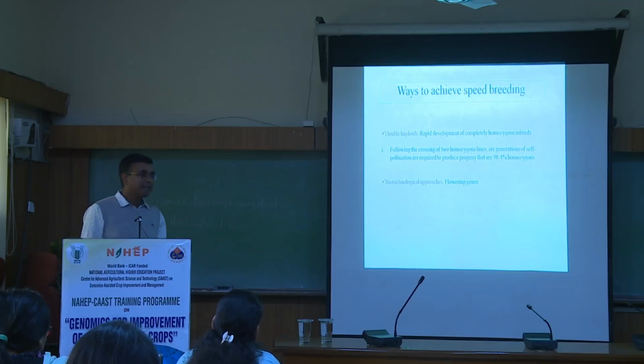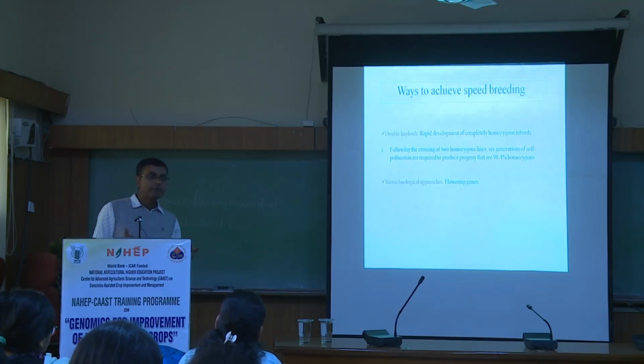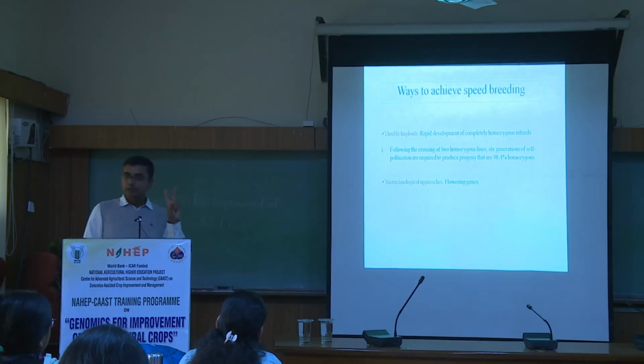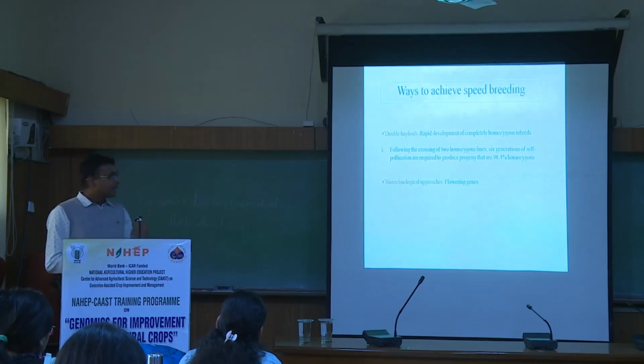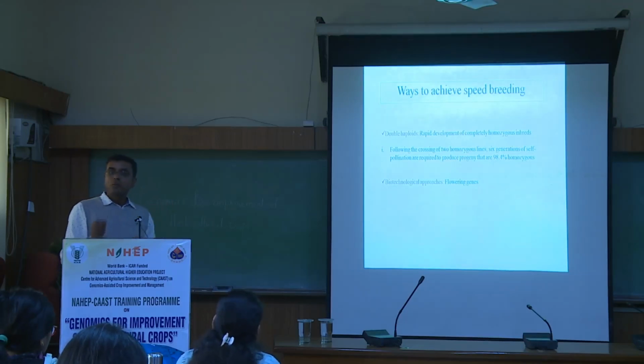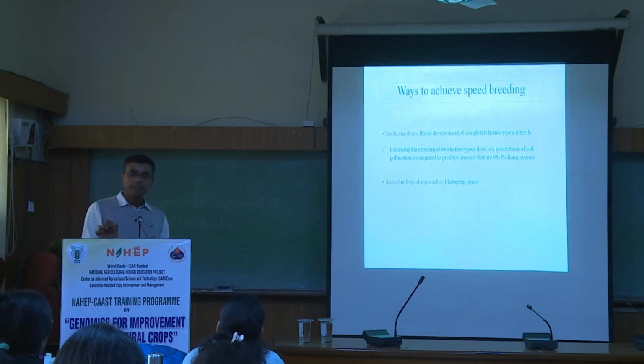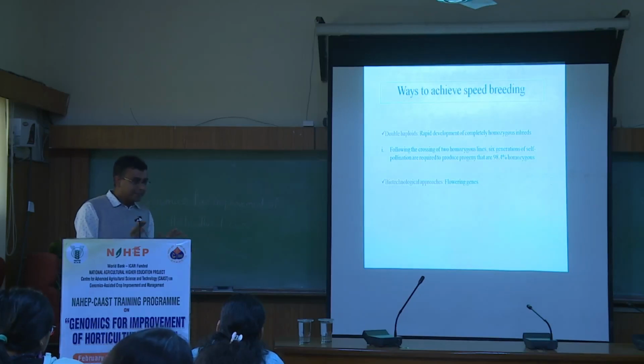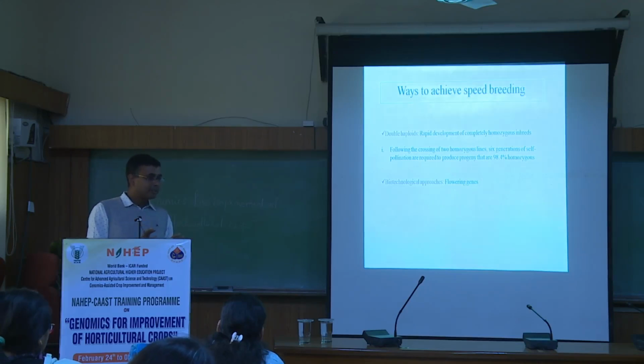Suppose in the case of hybrid development, what is the requirement for any hybrid? First of all, pollination control mechanisms, and secondly, inbreds with complete homozygosity. But can you develop an inbred which has 100% homozygosity through conventional selfing? No. It will take at least 7 years theoretically to achieve around 98 or 99% homozygosity. Even then, 1% heterozygosity is there.